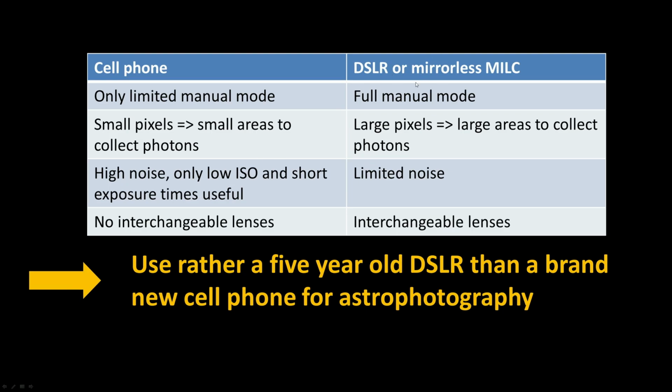On a mirrorless or on a DSLR, you also have noise, but it is limited in comparison to cell phones. And last but not least, with cell phones, you don't have interchangeable lenses, whereas with real cameras, you can change the lens and choose an appropriate lens for what you want to photograph. So my advice would be, use rather a 5-year-old DSLR camera than a brand new cell phone when you want to do astrophotography.